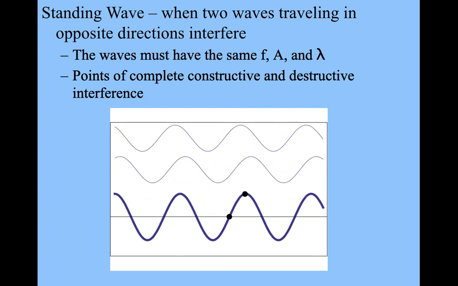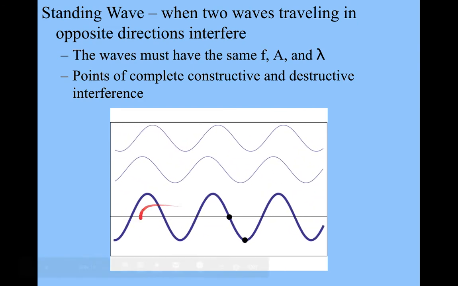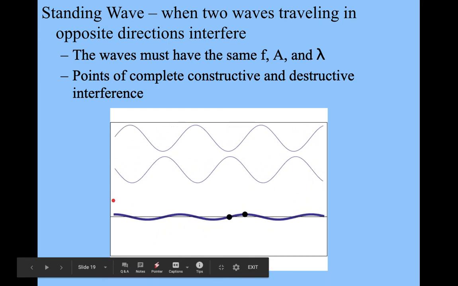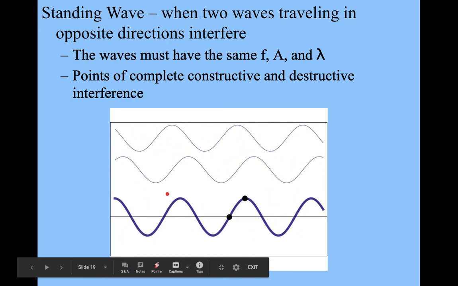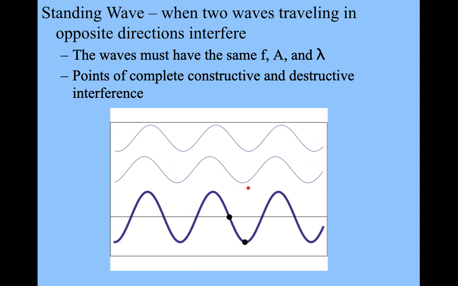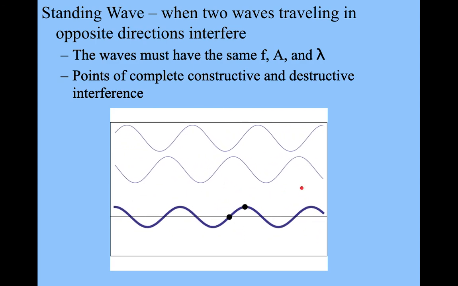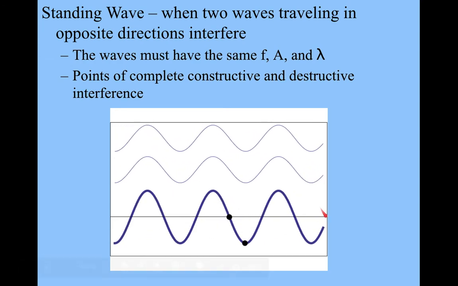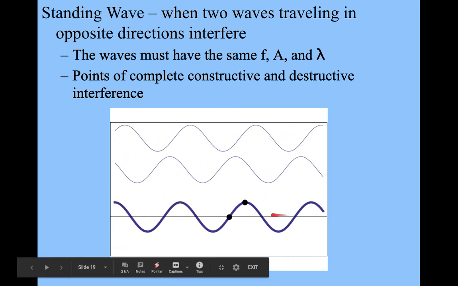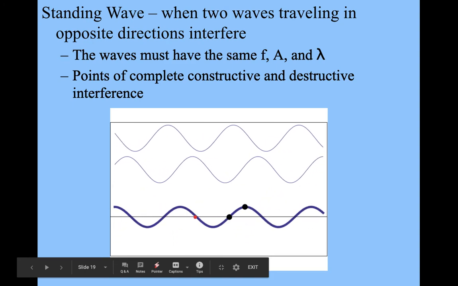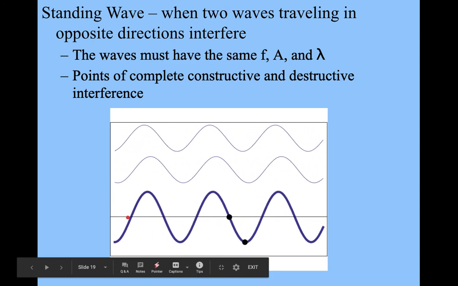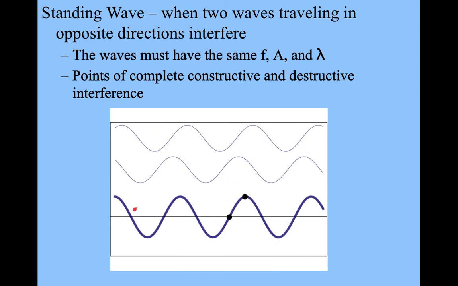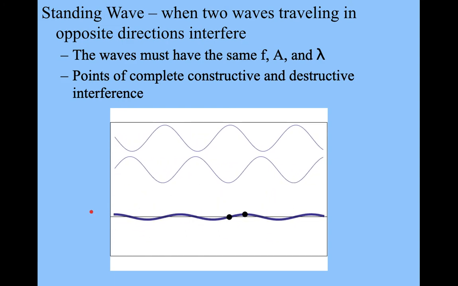And again, this formation here is called a standing wave. If I look at this, I've got 1, 2, 3, 4, 5, 6, 7 antinodes, and then I have 1, 2, 3, 4, 5, 6, 7 nodes. We'll talk more about this as we move through the unit.